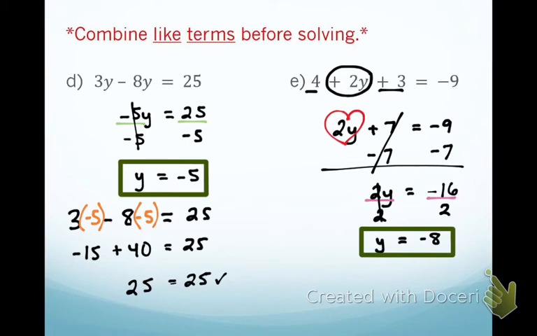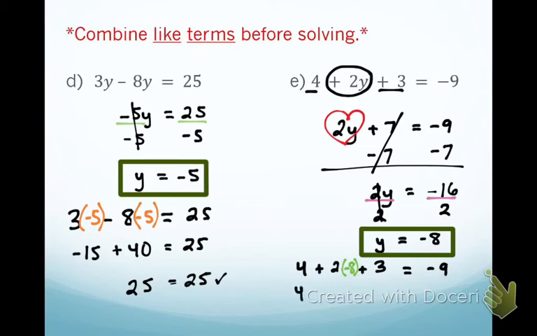We're going to rewrite that original problem. So let's put the equal sign first. And we've got 4 plus 2y plus 3 equals -9. MJ, what am I going to plug in for that y? Look to see what is our answer right here. -8. Negative 8. Okay, so I'm going to get rid of that multiply by y, and instead I am going to multiply by negative 8.